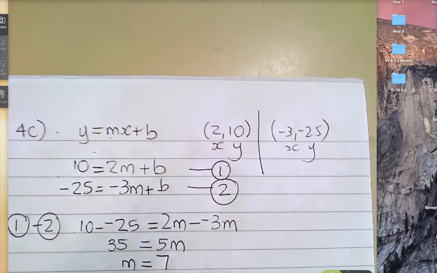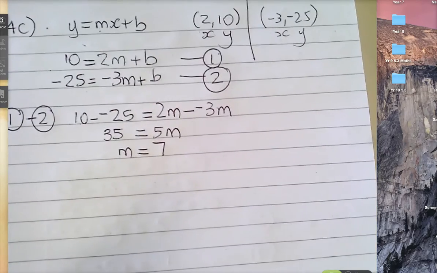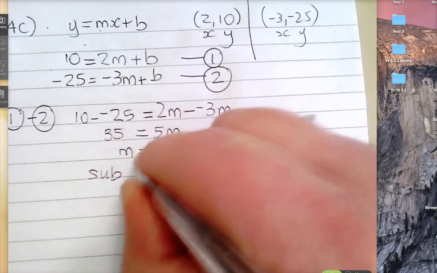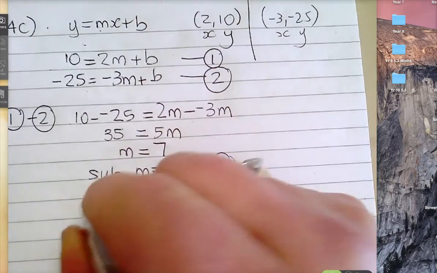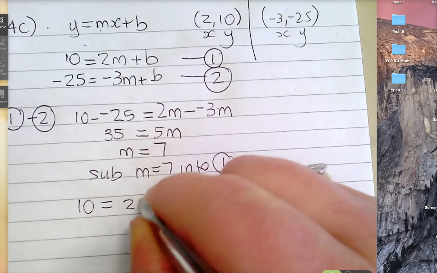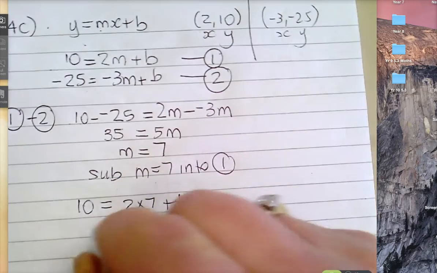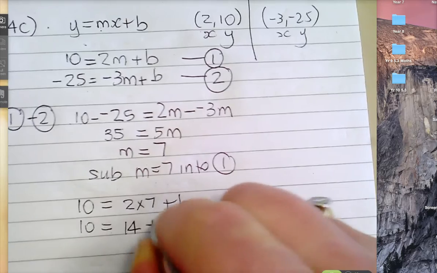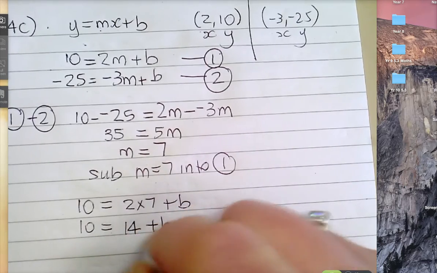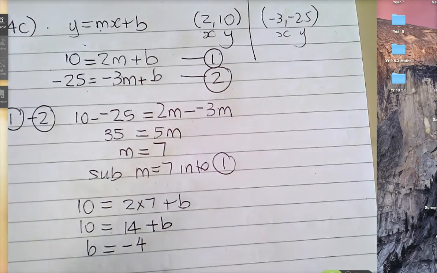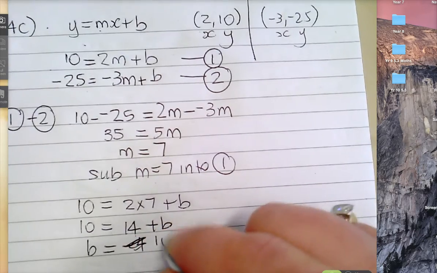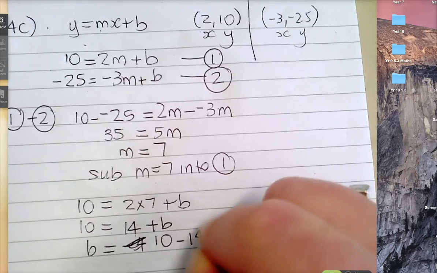And so M is 7. And now what are you going to do to find B? Sub M is 7 into equation 1. 10 equals 2 times 7 plus B. 10 is 14 plus B. B has to be negative 4 because 14 minus 4. Or B is 10 minus 14. You okay with that? So B will be 10 minus 14.